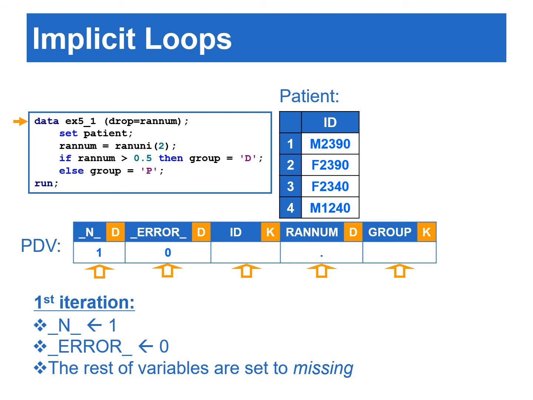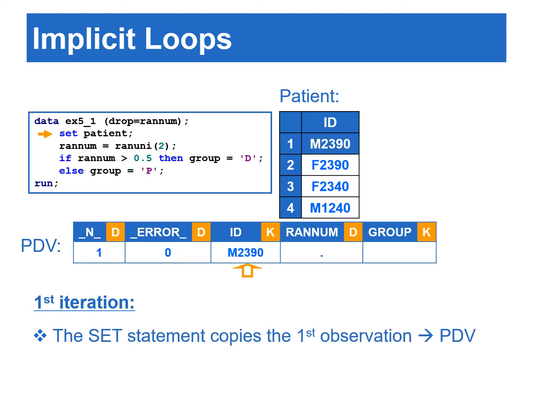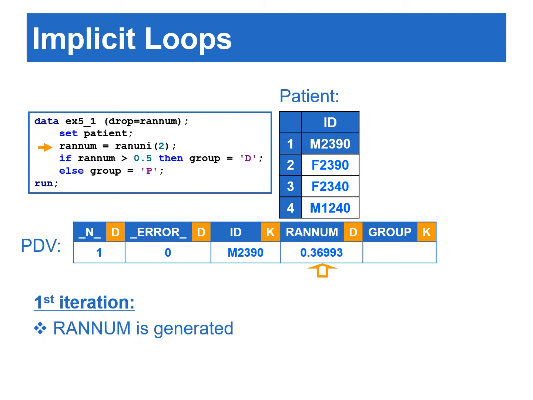At the beginning of the data step execution phase, _n_ is initialized to 1, _error_ is set to 0, and the rest of the variables are set to missing. The set statement copies the first observation from the input data to the PDV. Ran_nom is assigned with a value that is generated from the ranUni function.